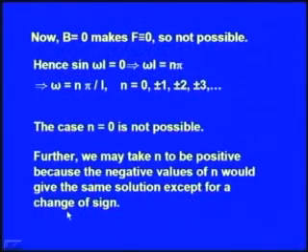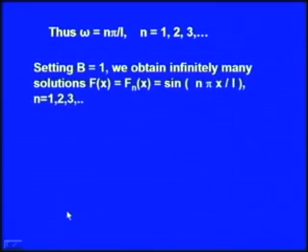So, we may take n to be positive, because the negative values of n would give us the same solution except for a change of sign. Thus, we may take omega as n pi over L, where n takes only positive integral values n equal to 1, 2, 3 and so on.